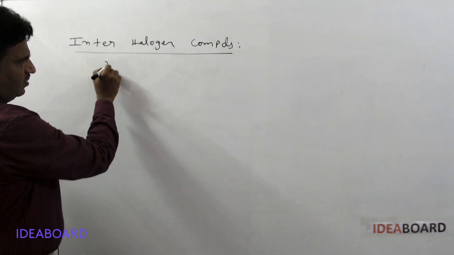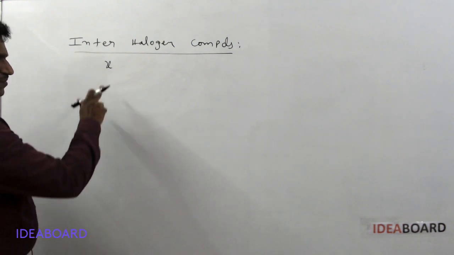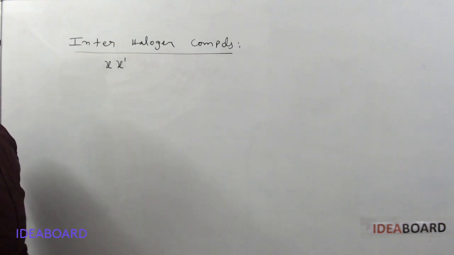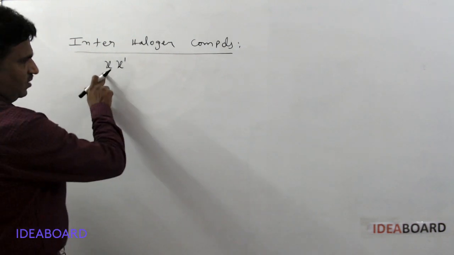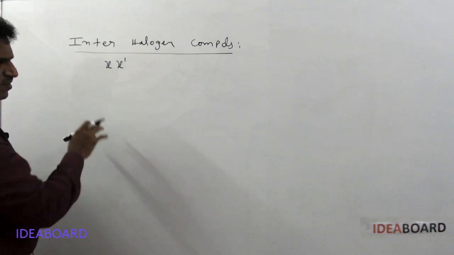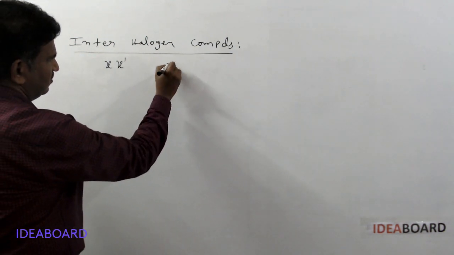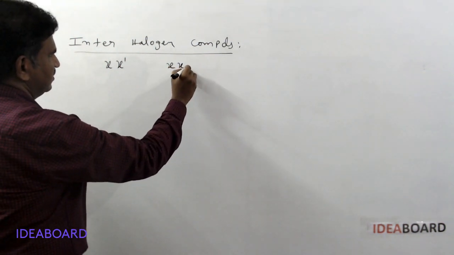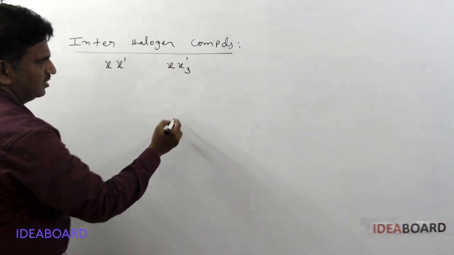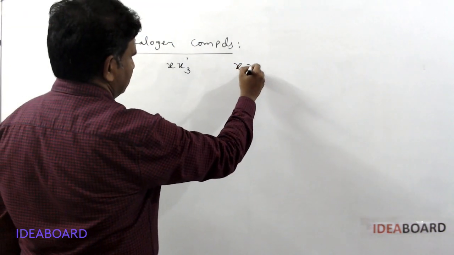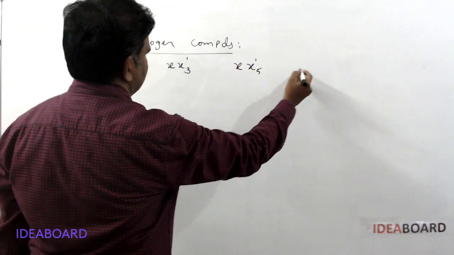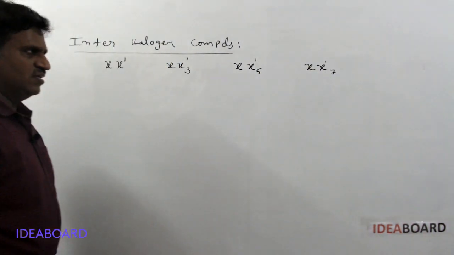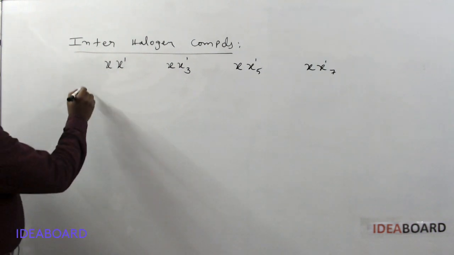Here, if interhalogen compounds are taken, X is considered a halogen, and the other one, X dash, is also a halogen. Mainly four types of interhalogen compounds are there. First one is XX dash type, second one is XX3 dash type, the third one is XX5 dash type, and the fourth one is XX7 dash type.